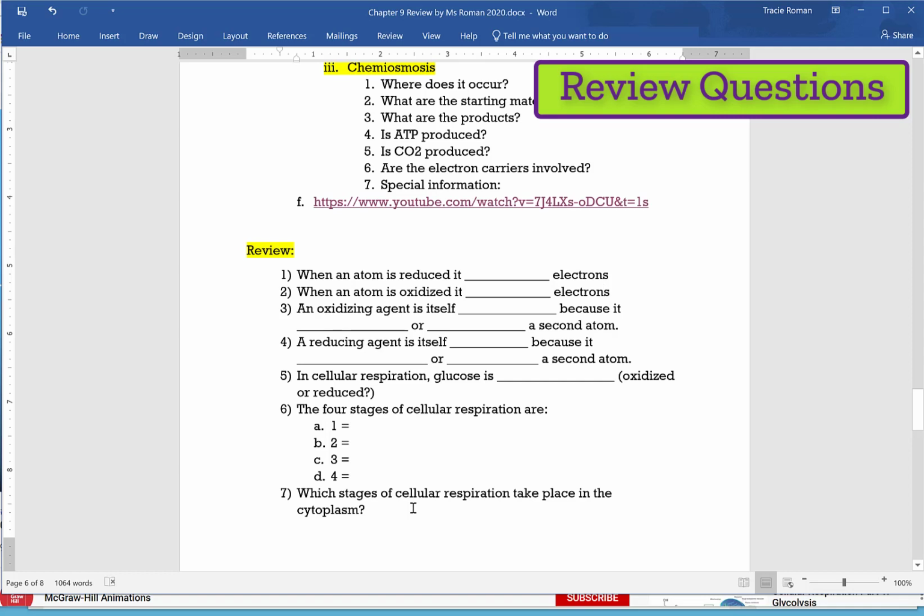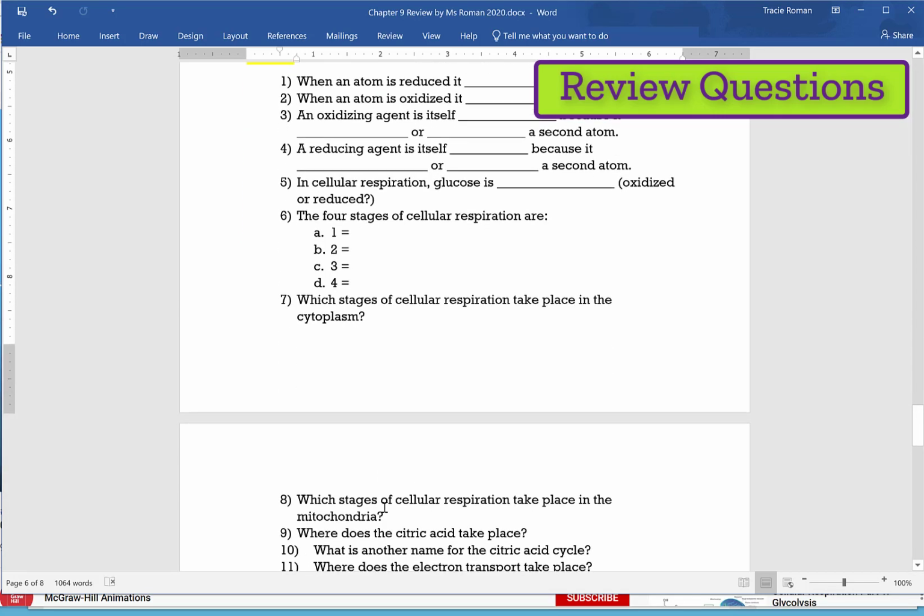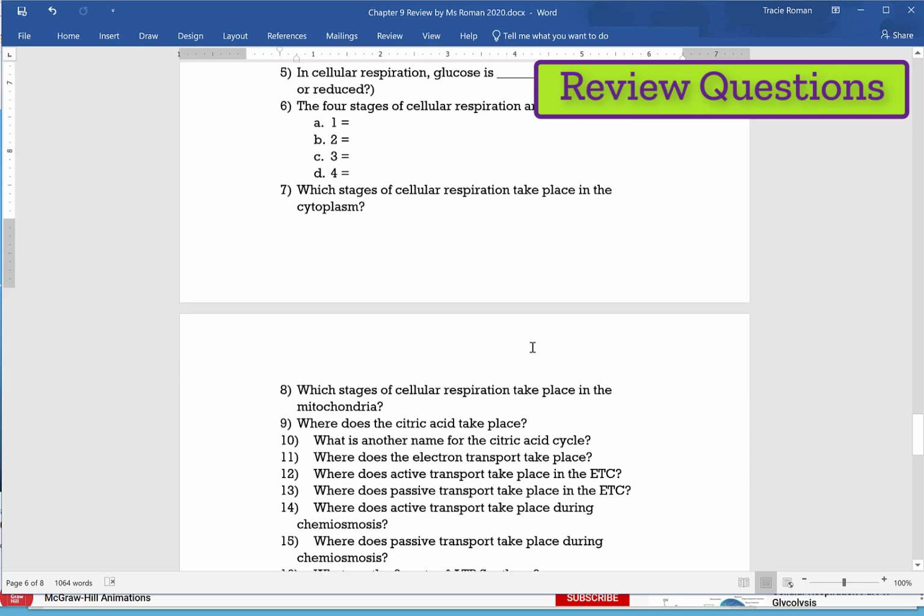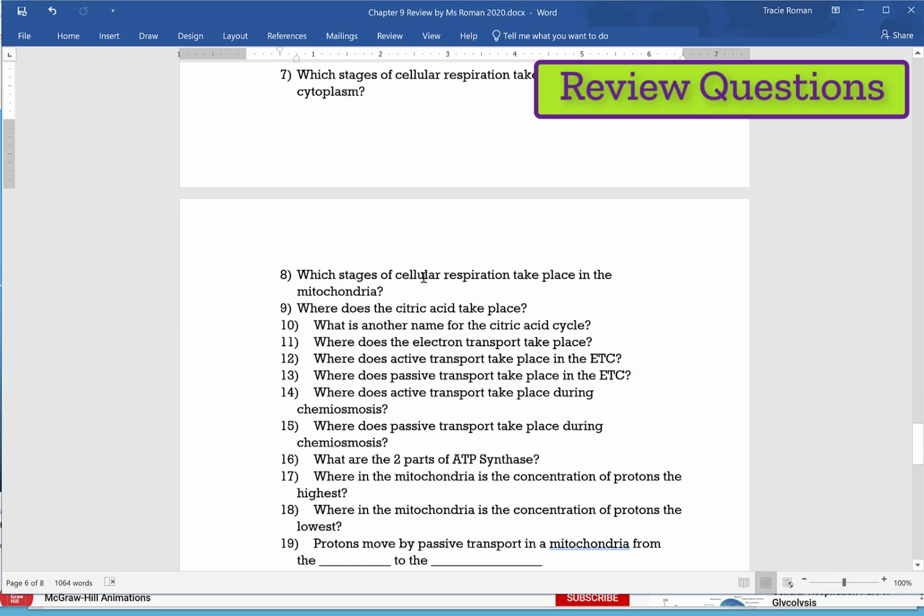Number 7, which stages of cellular respiration take place in the cytoplasm? That would just be 1, and that would be glycolysis. The prep step begins in the cytoplasm. So part of the prep step takes place in the cytoplasm, and then the second part of the prep step takes place in the mitochondria. And which stages of cellular respiration take place in the mitochondria? That would be the citric acid cycle and oxidative phosphorylation.